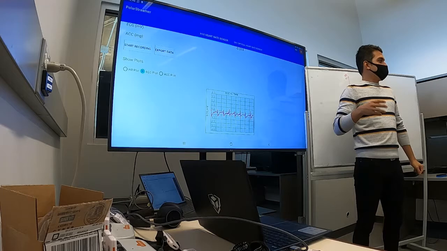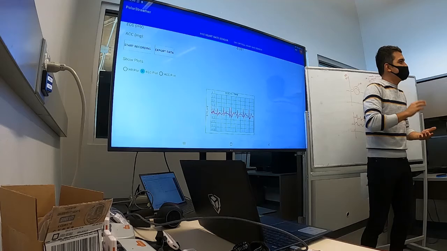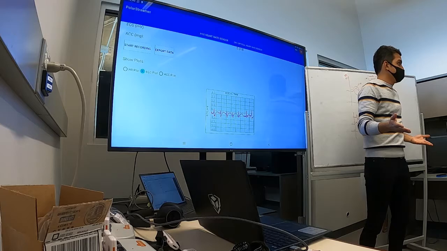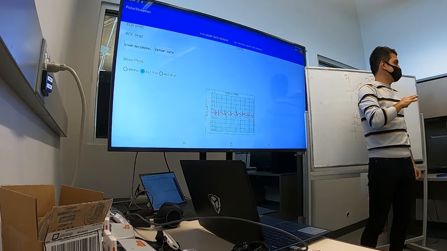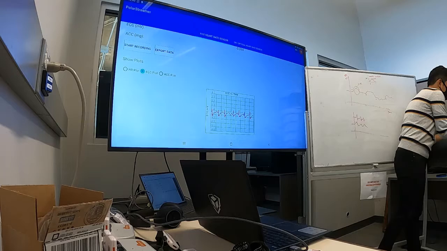One of the important things of this sensor is exactly what we're looking at right now. This sensor is specifically made for exercise. That means the algorithms they have are optimized for that. If you get the ECG from the Shimmer device, you will get a signal that is a mess. It's very hard to process that one. That's why this sensor is being widely used.